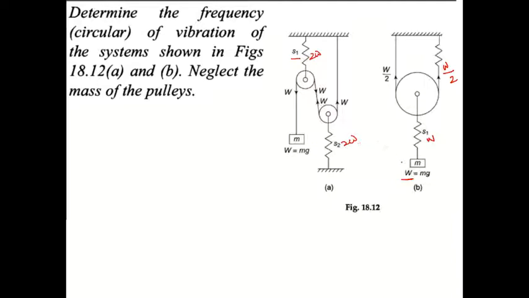In both the cases, two springs are there and one load. The load value is W, mg. But in case 1, the first spring has to bear the load value of 2W, and the second spring has to bear the load value of 2W. Now we have to find the frequency of the mass M. Similarly, for case B also we have to find the frequency of the mass M. Let's proceed to the next step.